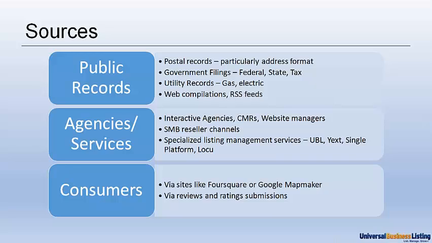Consumers also are publishing views of business information. A prime example of this is Foursquare, where users actually can create a location if they don't see that it exists already in Foursquare's data set. And another important one is Google MapMaker, where expert users are actually encouraged to update and correct business profile information. And so even a claimed Google listing might be updated by a Google MapMaker user without the business knowing about it.